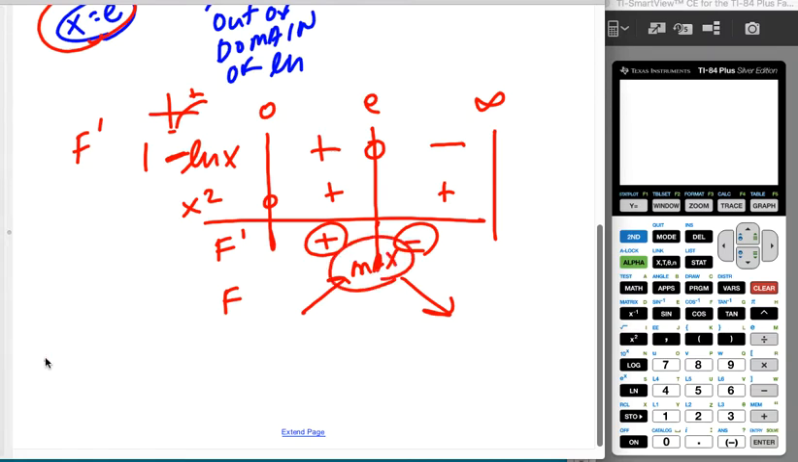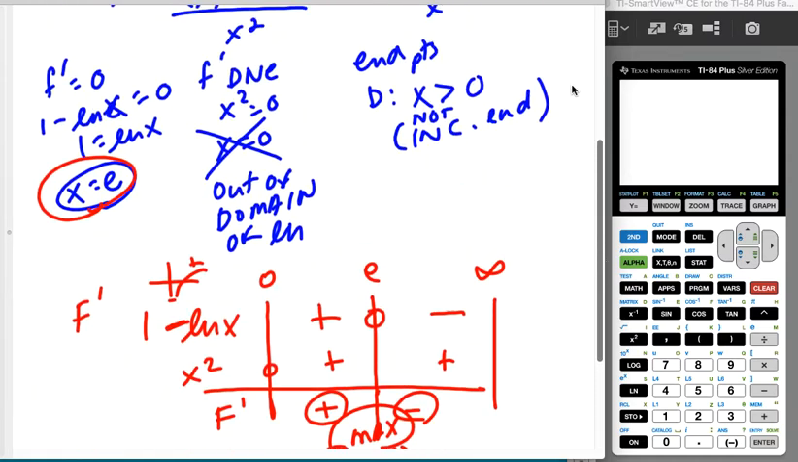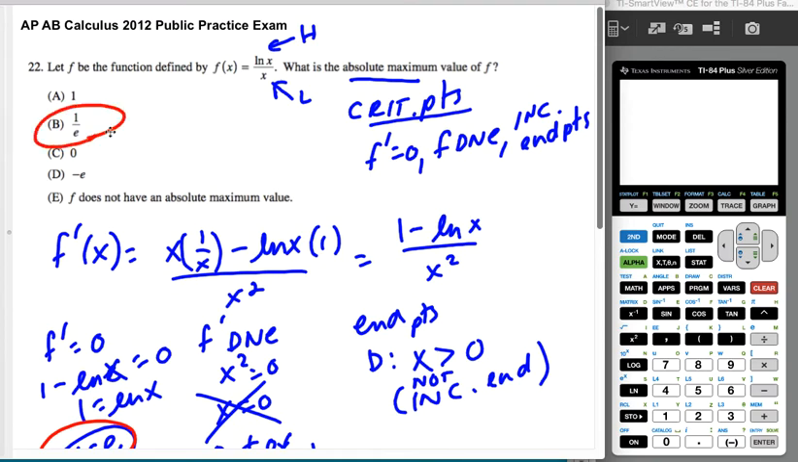Once I know that, the only possible candidate for the max, everything else is lower than that point, is f of e, which would be the natural log of e over e, or 1 over e. And that was one of those answers up there. Answer B. Now, again, you have to be careful because if that critical point had been a minimum, then you would have had to worry about this answer. That's mean of them to give you that answer, but it is what it is. Sometimes they do mean things.